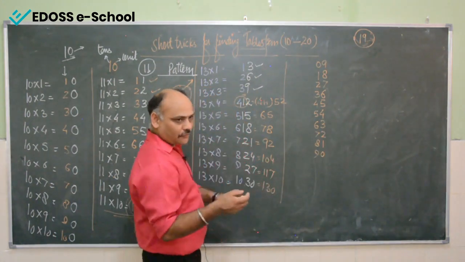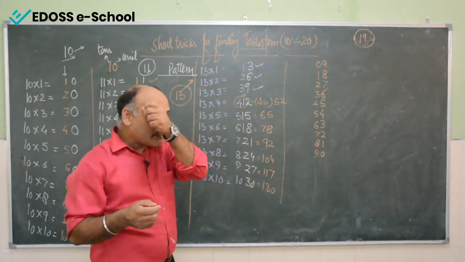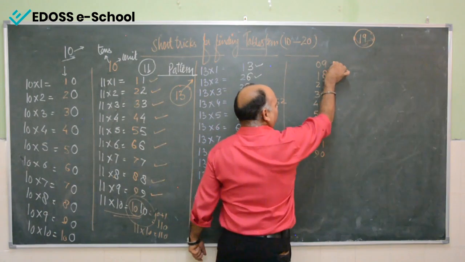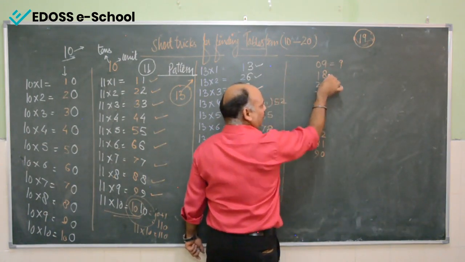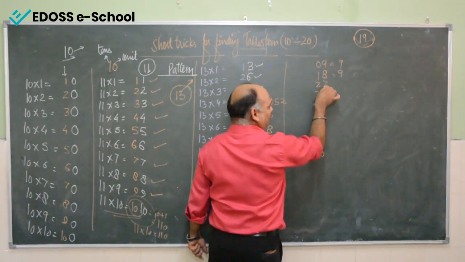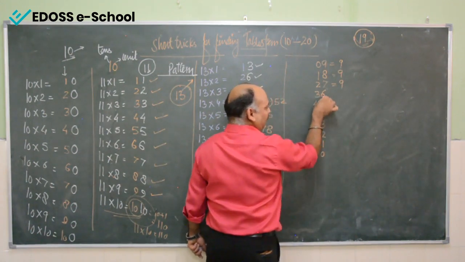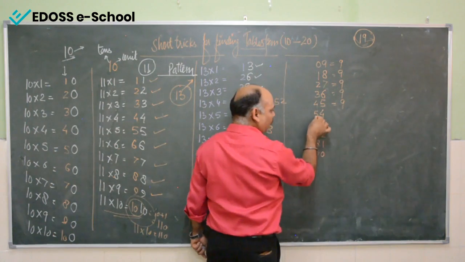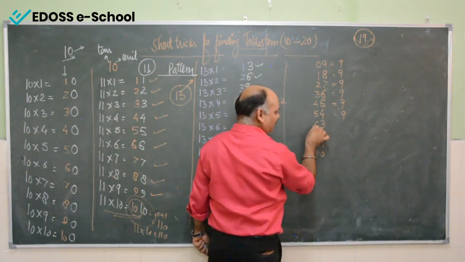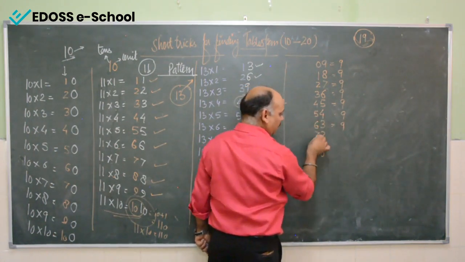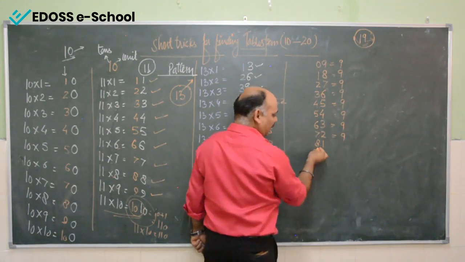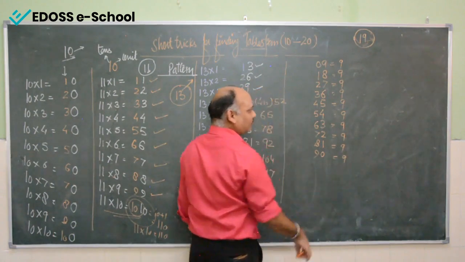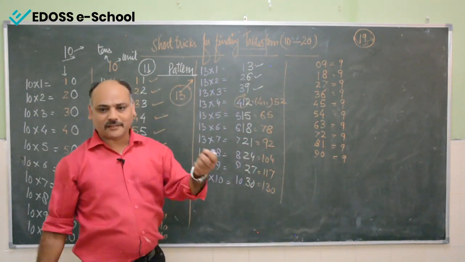Now just see here, when you are seeing these numbers, it is very interesting. The sum of the digits: 0 plus 9 is 9. 8 plus 1 also equals 9. 2 plus 7 equals 9. 3 plus 6 also equals 9. 4 plus 5 also equals 9. 5 plus 4 equals 9. 6 plus 3 also equals 9. 7 plus 2 also equals 9. 8 plus 1 equals 9. And 9 plus 0 also equals 9. Just see how interesting the math of 9 is.